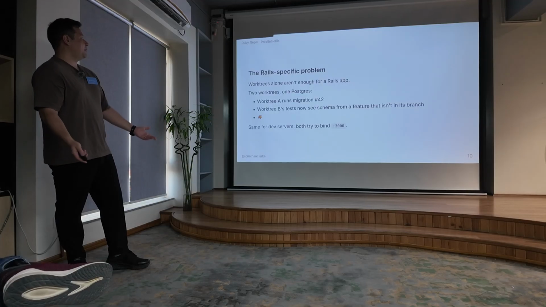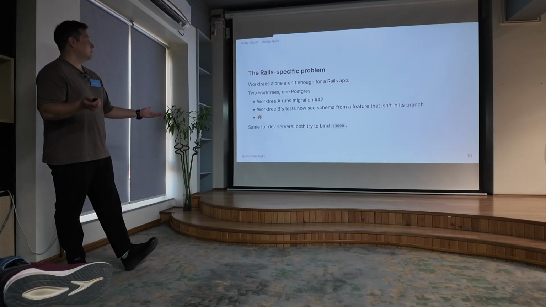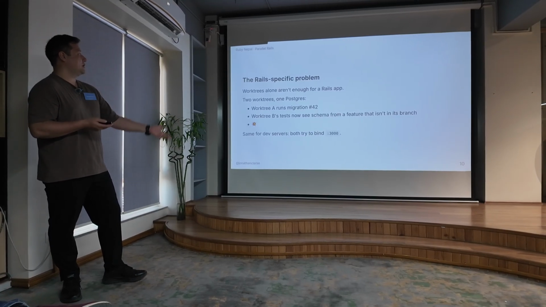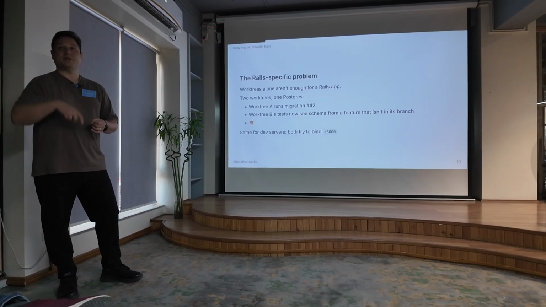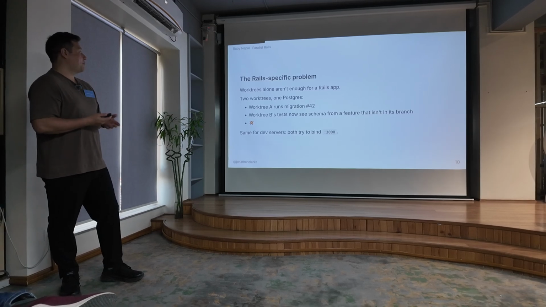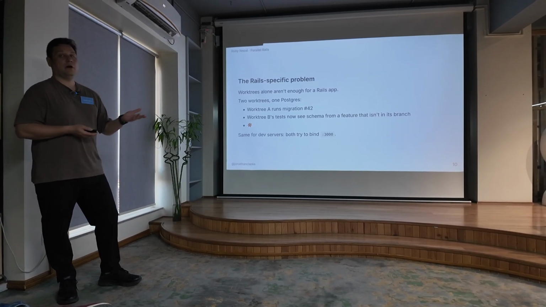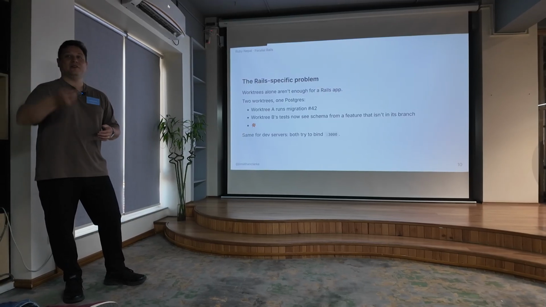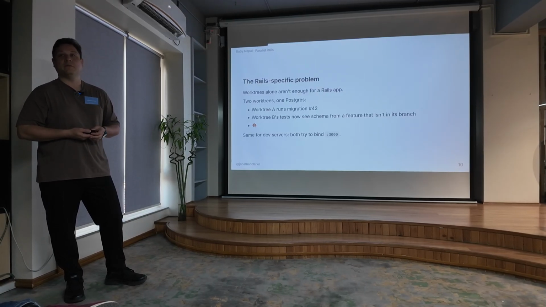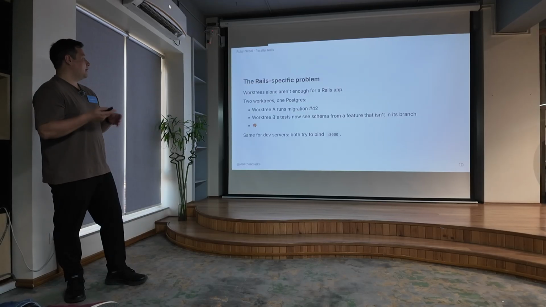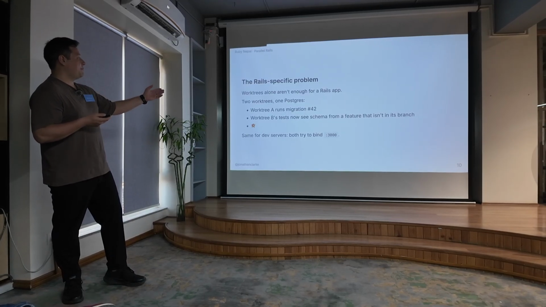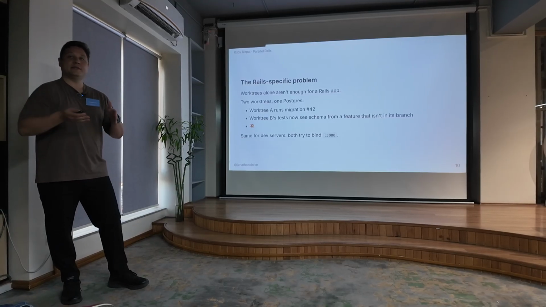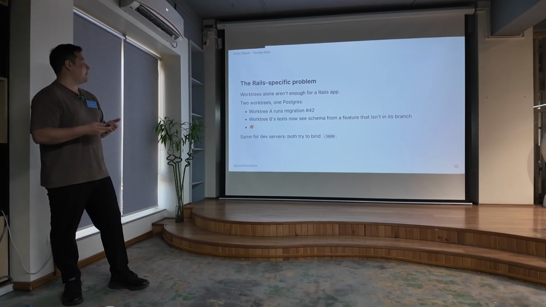Now, the Rails specific problem is work trees aren't alone for a Rails app. If you've got 2 work trees, one Postgres system, work tree A runs migration 42, which is drop table, okay? And then work tree B basically goes, oh, I actually needed that table to finish this because this is going to ship first. Work tree A is going to ship in 2 weeks' time. Okay, it's something down the track, okay? The same for the dev servers, but basically, both are trying to bind to port 3000. So you have a different state of database, okay? So how do we get around that?